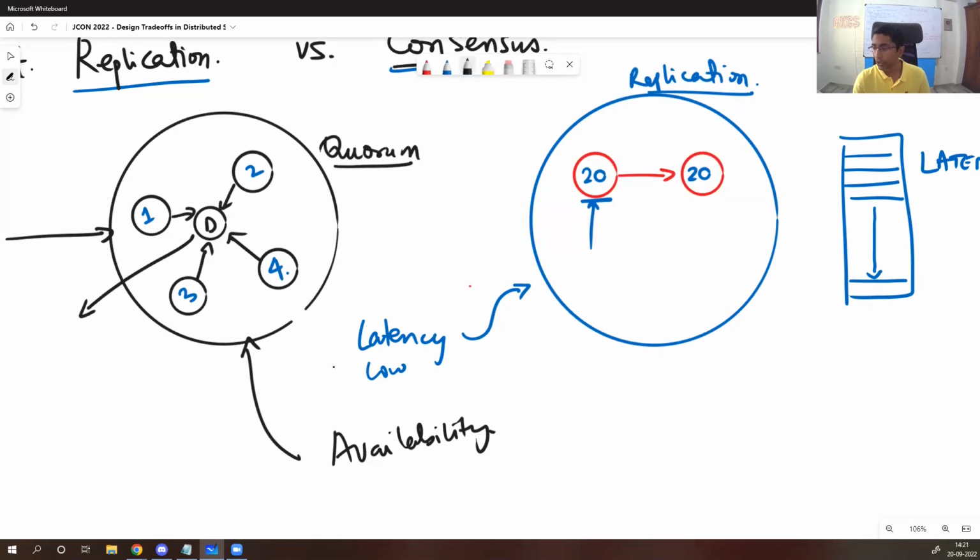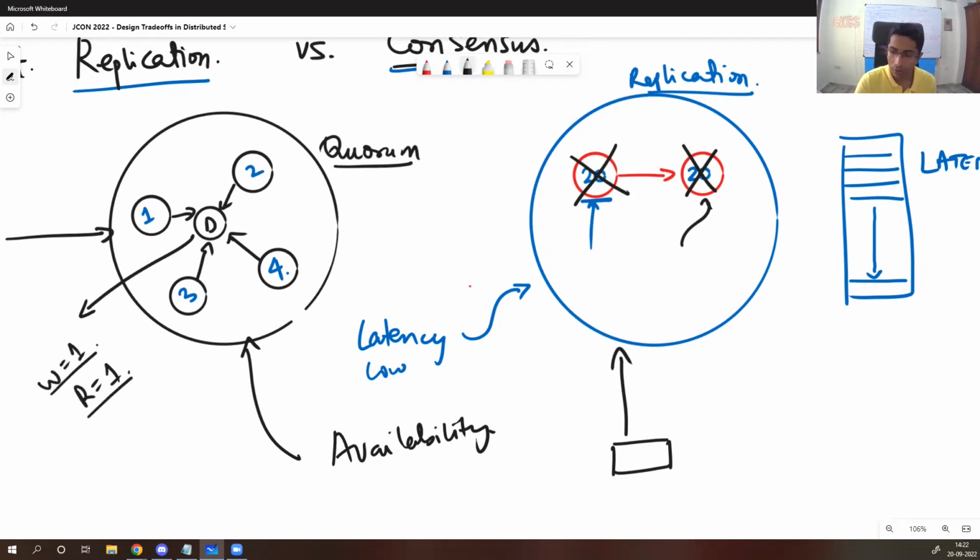If you have replication, this node goes down, you send a request, that's fine. This node will come up and you'll get the answer of 20. But if this node goes down also, you have a bit of a problem. So availability here will be, you can afford 2 nodes to fail. While over here, you can say that I just need 1 node to respond to me. Readers is equal to 1, and the number of writers is also equal to 1. You have 4 nodes, n is equal to 4.